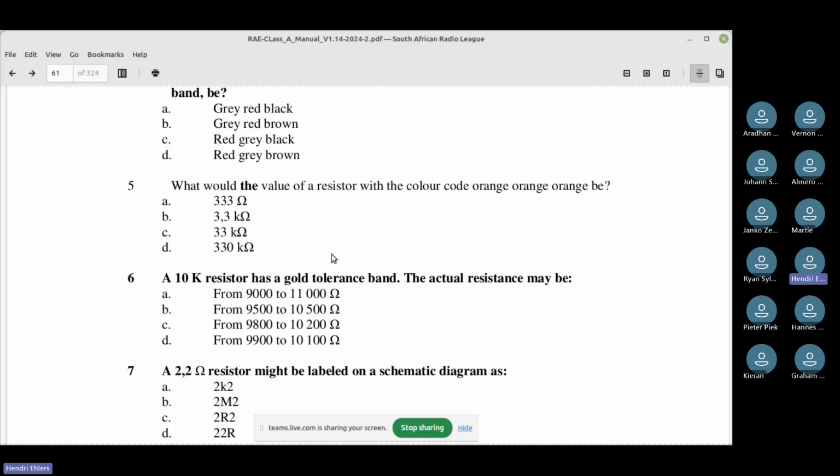What would the value of a resistor with a color code orange, orange, orange be? Okay, that sounds strange. B. Okay. Anyway, there we've got 330 ohm. No. What number do you think it is? Okay.